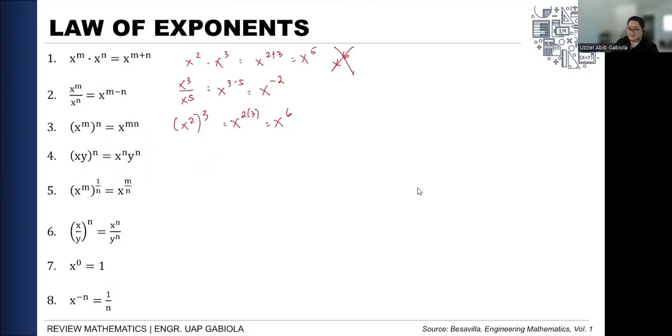So, let's say we have (xy) raised natin ng 2. So that is also equivalent to x squared, y squared. Okay? So far, very straightforward lang naman tayo.